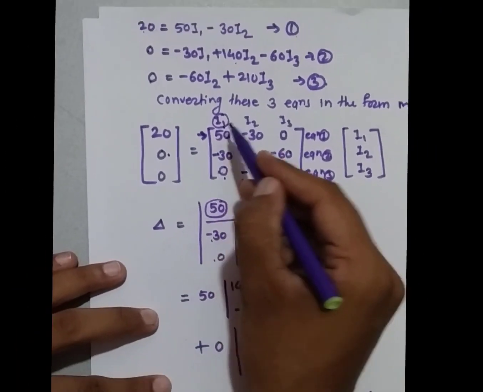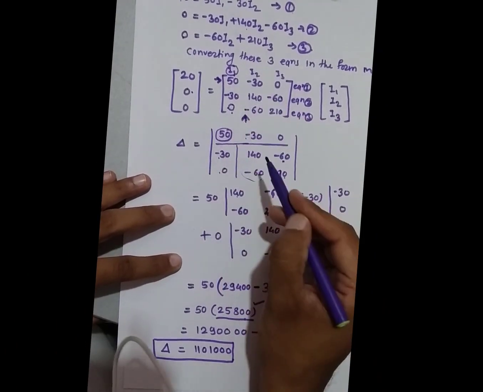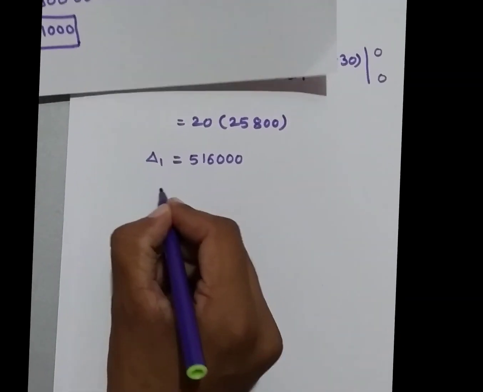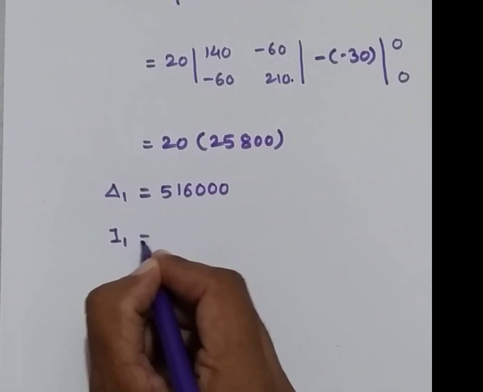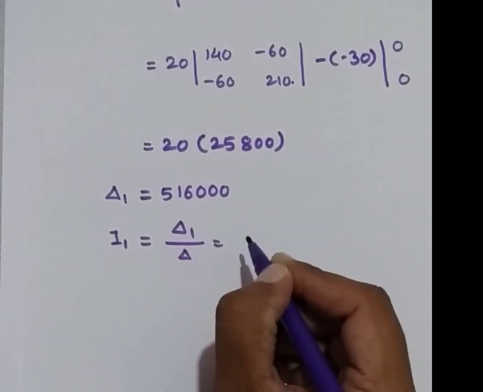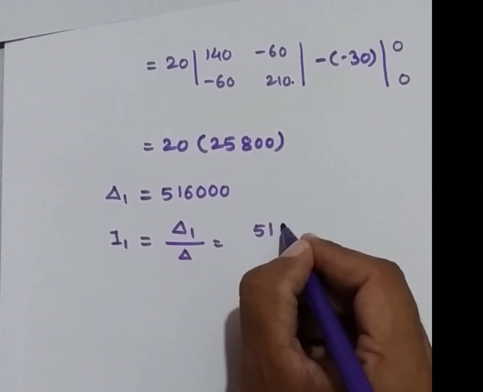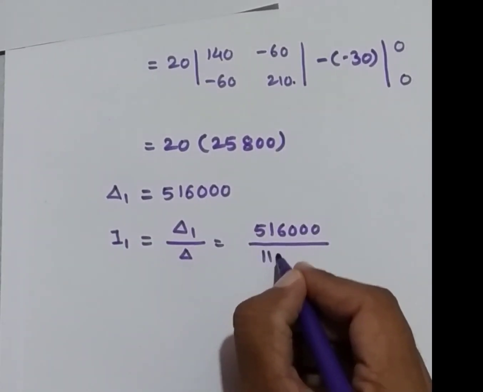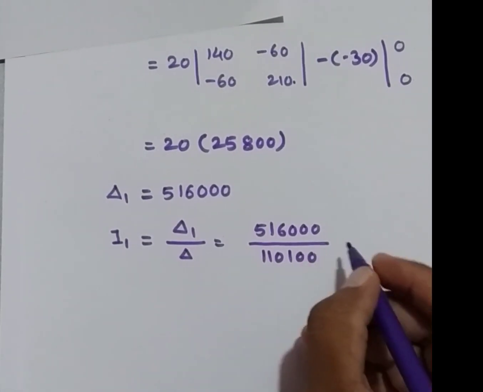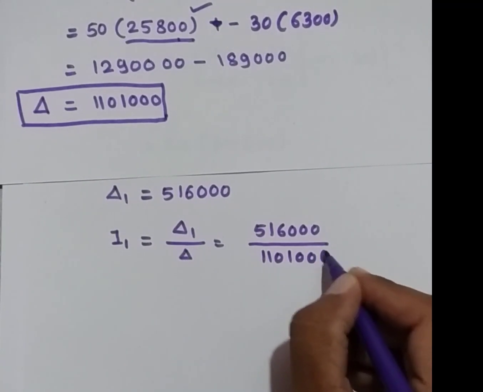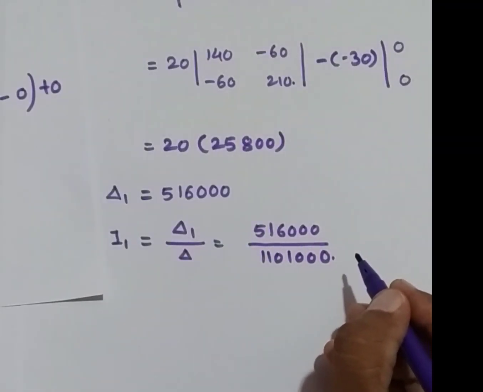If I am going to take the ratio of delta 1 and delta, I'll be getting the value of I1. So I1 can be calculated as delta 1 divided by delta. Is that fine? So the value of delta 1 is 516000 and the value of delta is 110100. Yes, the value of delta is 110100. Is that fine? So calculate this value.